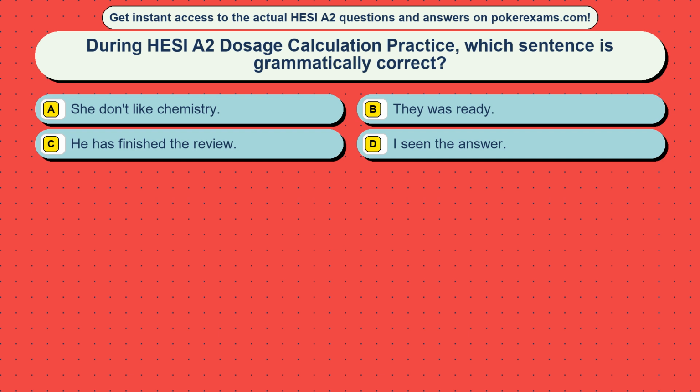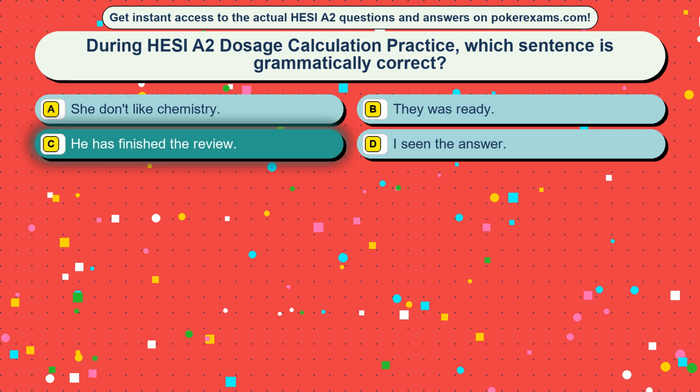Option A. She don't like chemistry. Option B. They was ready. Option C. He has finished the review. Option D. I seen the answer. The correct answer is option C. He has finished the review.